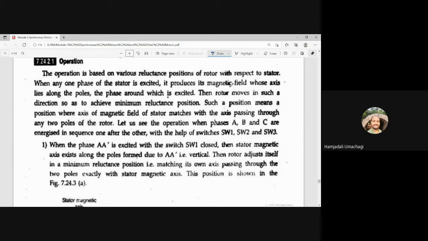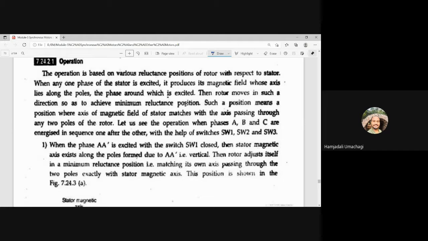Okay, so that minimum reluctance position is going to be searched by the rotor, and only there is the rotor going to get aligned. So this is how the variable reluctance stepper motor will work. The rotor moves in such a direction so as to achieve the minimum reluctance position.